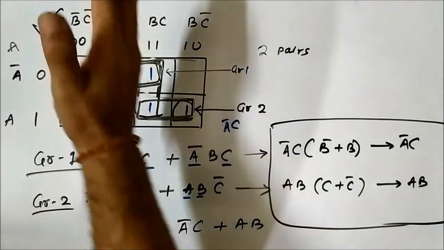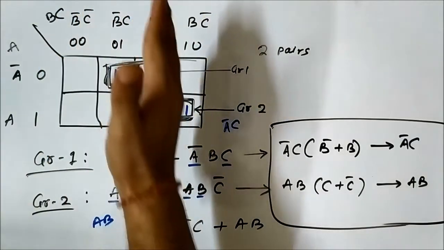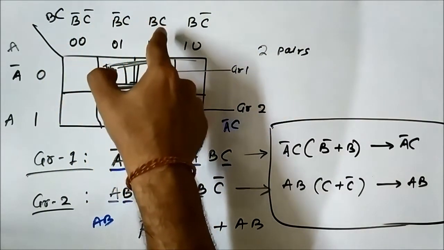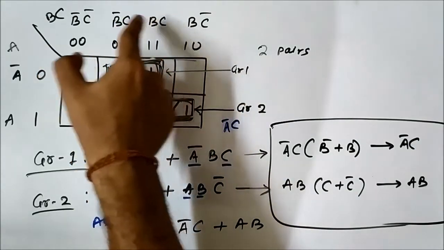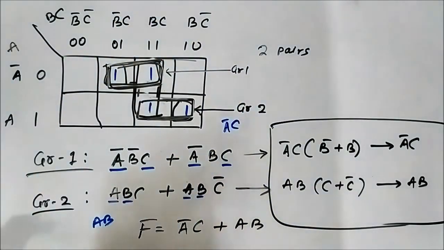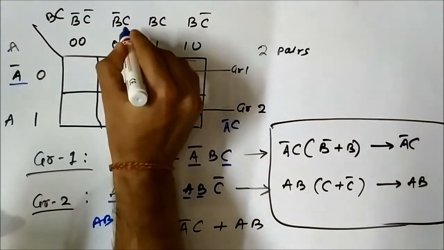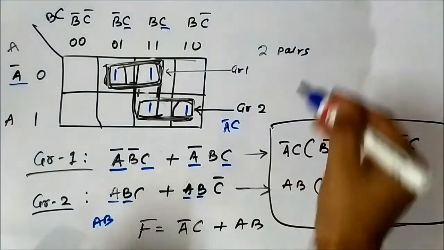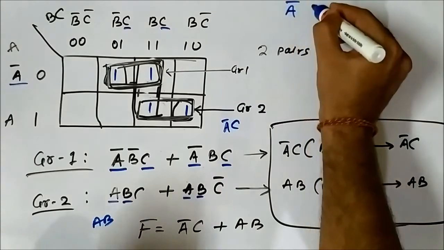In the vertical component section, the cells B bar C and BC, we have only C common. Here A bar is common, here C is common. So directly A bar C, you can also write in that way, you can also do in that way.